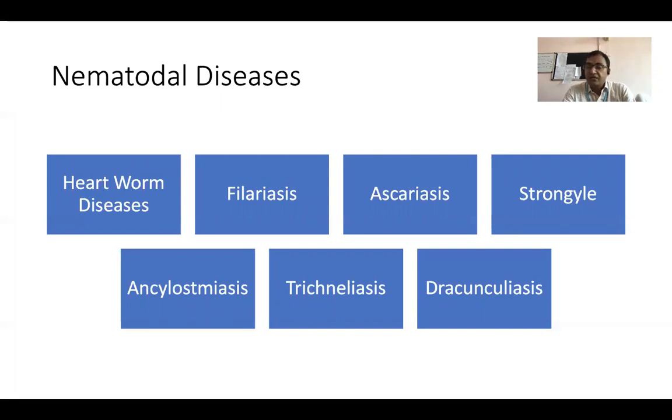And then strongyles are there. So parasitic gastroenteritis, I will deal with, in which there are so many parasites, nematodal worms. Then in Ancylostoma, hookworms, we will deal. And the two other important diseases that are not very frequent in domestic animals are trichinellosis and dracunculosis. So these are some of the important nematodal worms we are going to discuss in the coming classes.